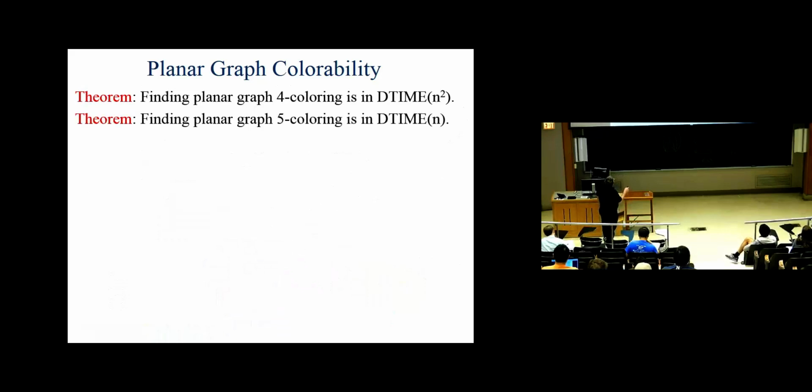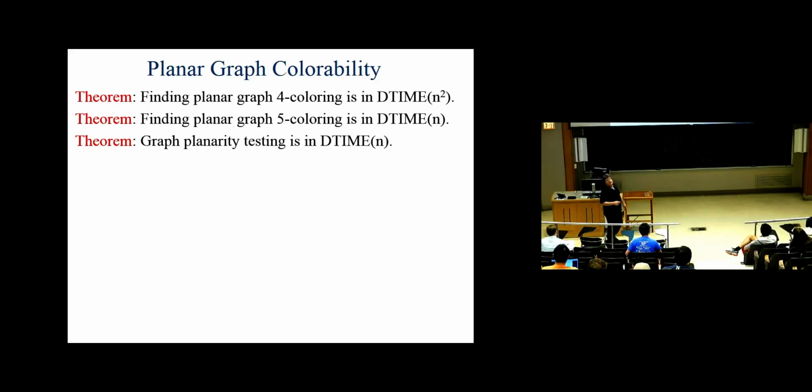Now, planar graph 4 coloring could be determined in quadratic time. These are theorems. We're not going to prove them here. I'm just giving you the results for your information. Planar graph 5 coloring could be determined in linear time. And graph planarity testing can be done in linear time. So you can test whether a graph is planar or not.